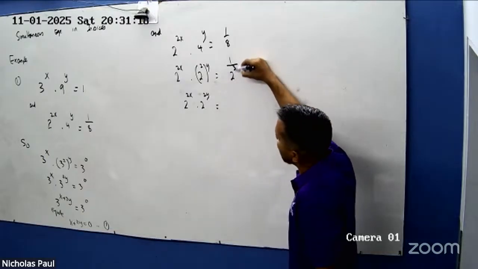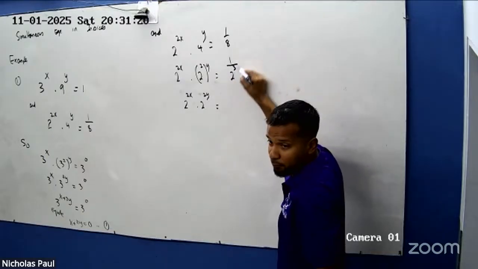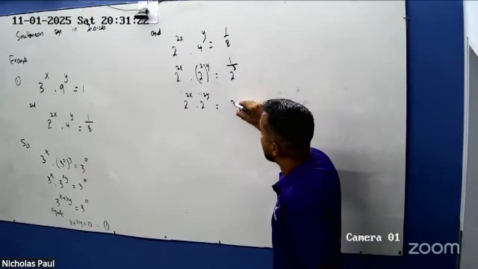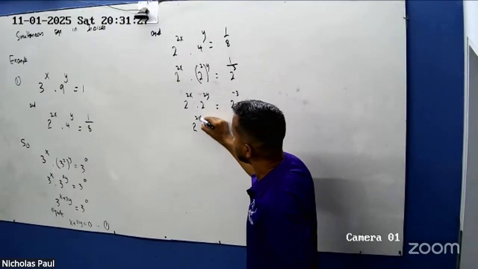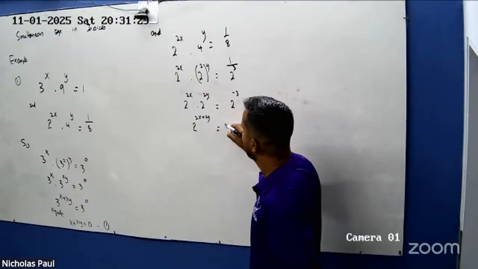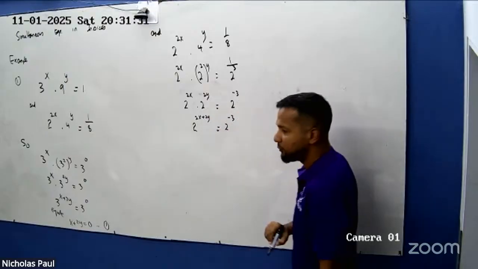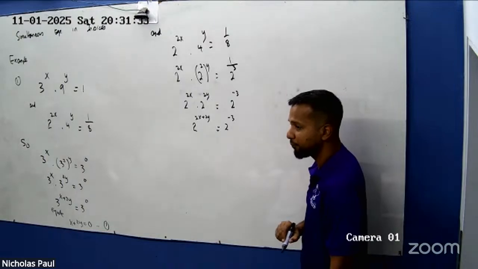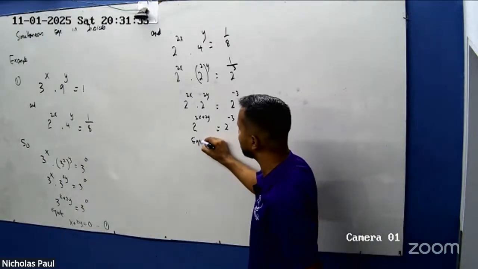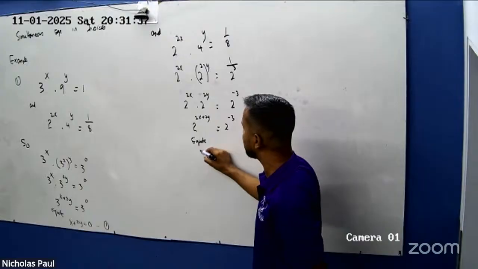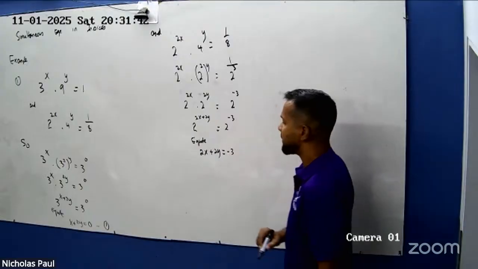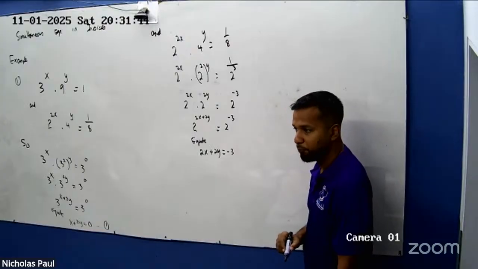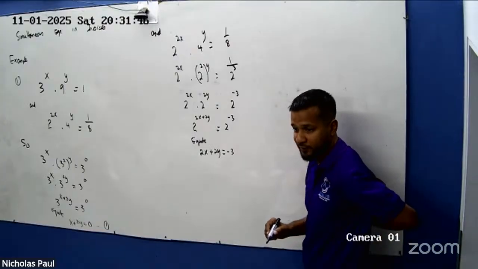What do I do here? I can bring it up and it becomes minus 3. So this is 2 to the 2x plus 2y is 2 to the minus 3. Now, usual thing, equate. So I'll get 2x plus 2y is minus 3. Write it up. Now we're going to solve, right?